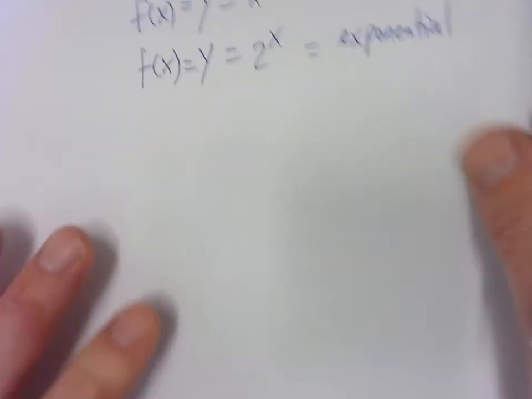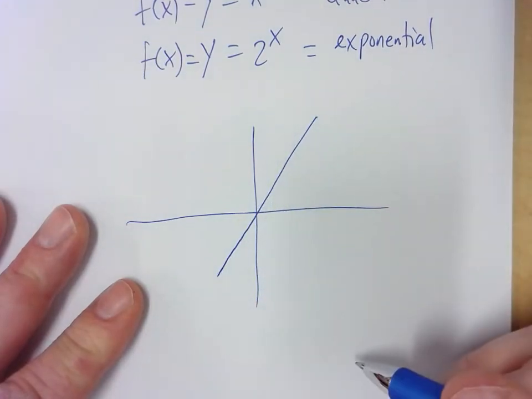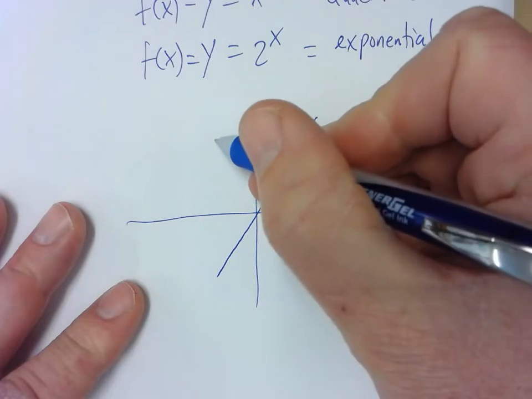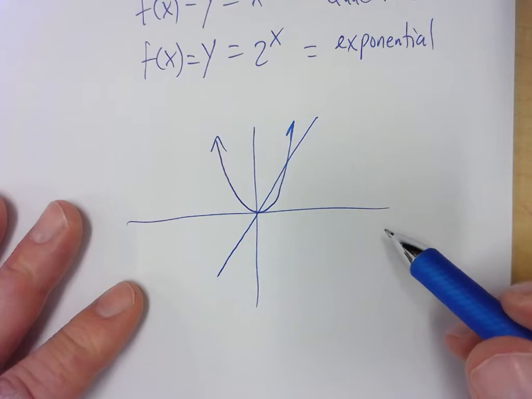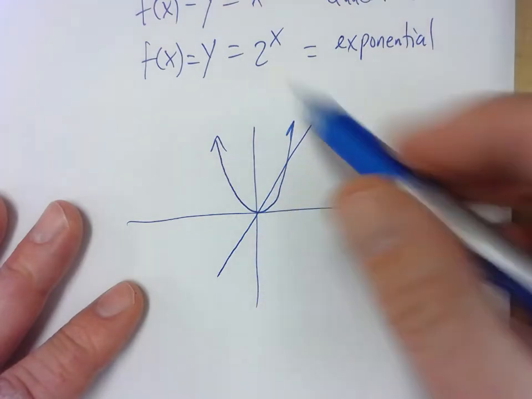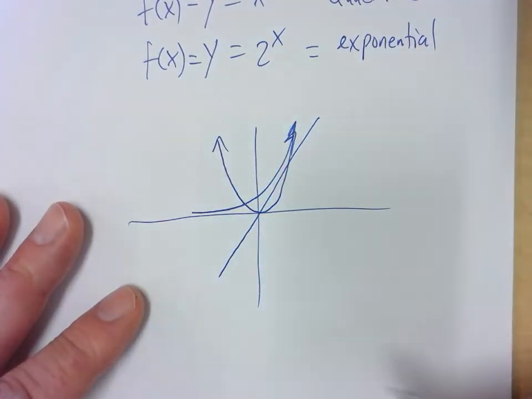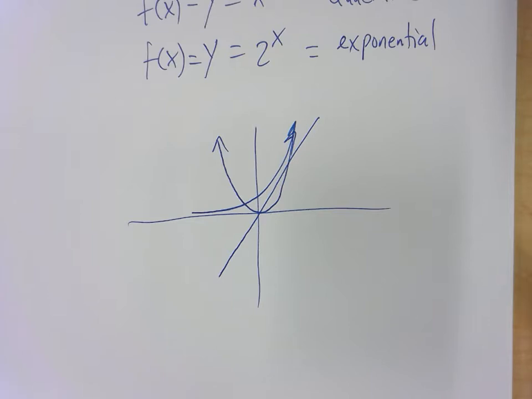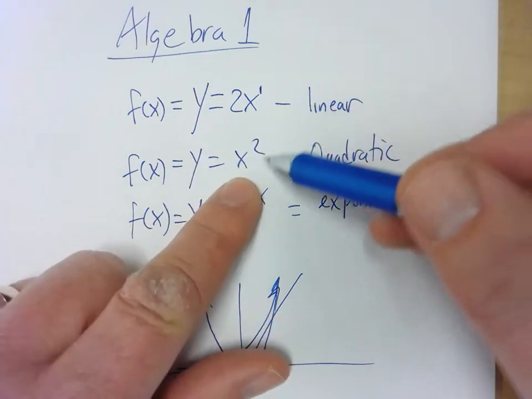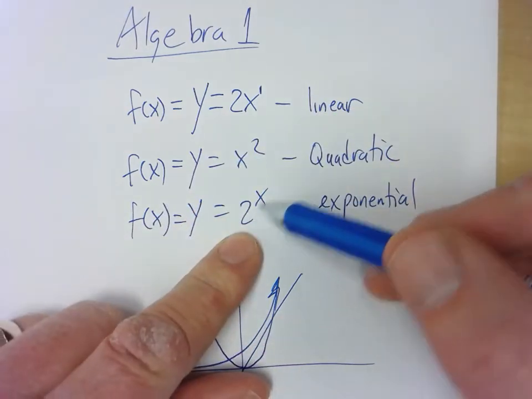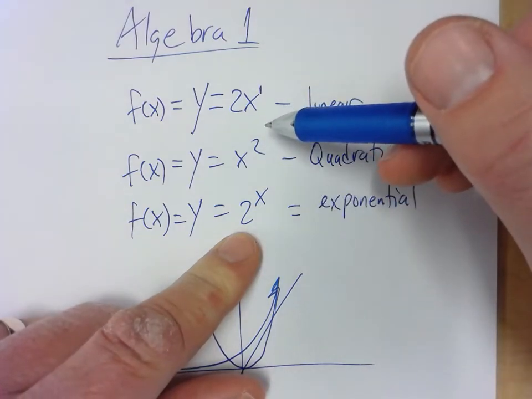So linear makes lines. So 2x makes a line that goes up like so. x squared makes a parabola like so. And 2 to the x is exponential. It grows really, really fast. So we can look at this in table form. If you put 1 into this equation, you would get 2. If you put 1 into this equation, you get 1. And if you put 1 into this equation, you get 2. But if you start putting bigger numbers in there, then the numbers change really fast.